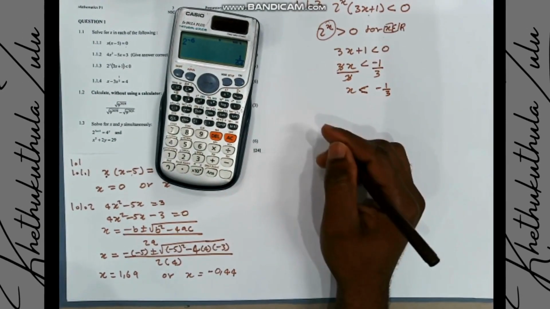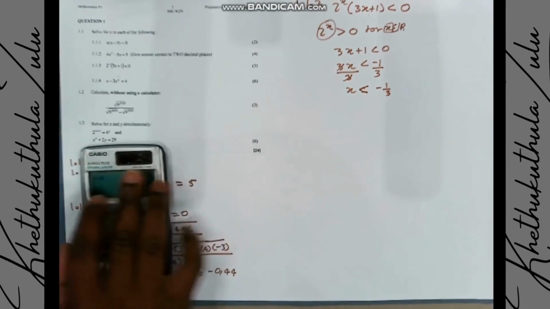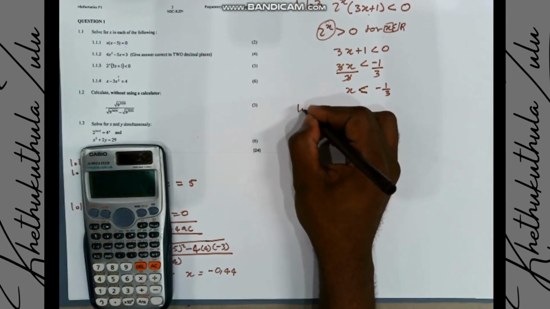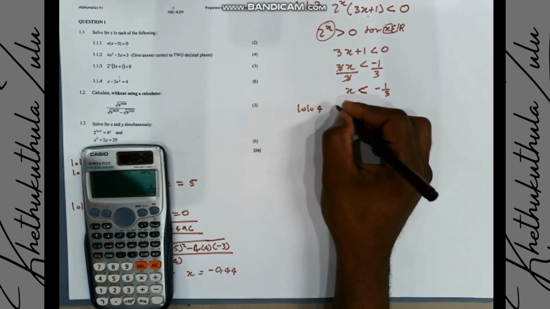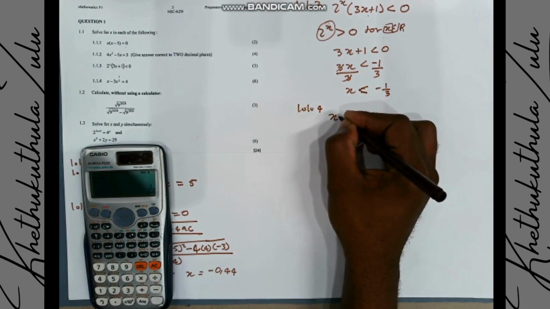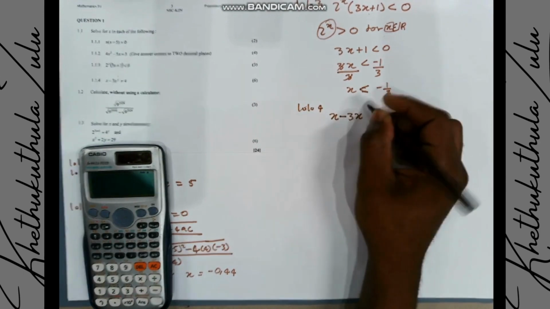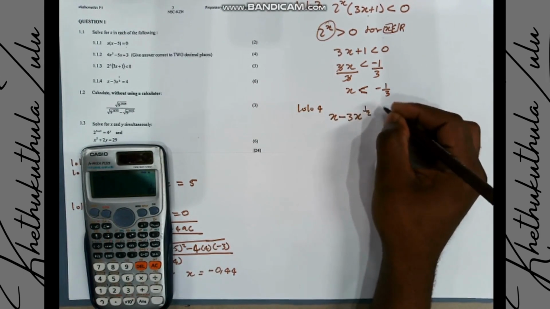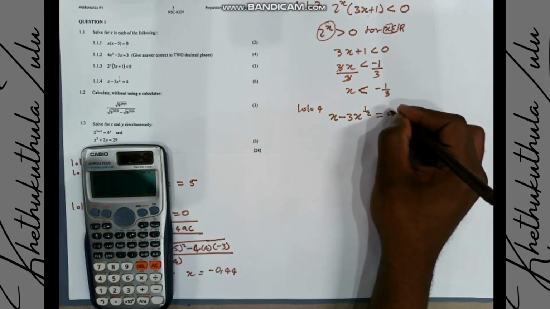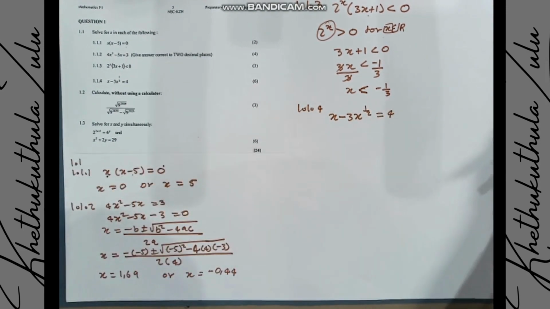Okay, now we'll be looking at 1.1.4, where they're saying x minus 3x^(1/2) is equal to 4. Solving for x for this one, there are many ways of solving for x here, but what I will show here is another way.